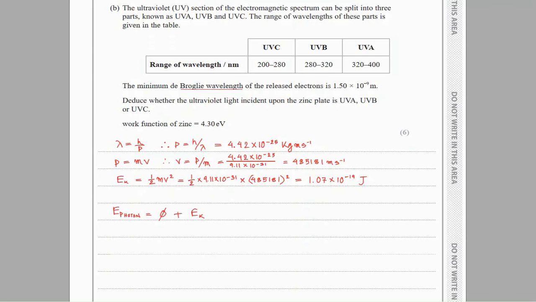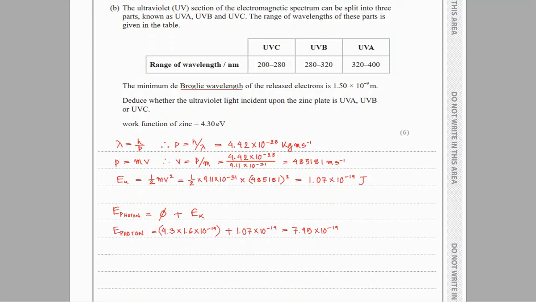So photon energy is given by the sum of the work function and kinetic energy. You just found out the kinetic energy and the work function is given in the question. You add them up, you get the energy of the photon. But guess what? That's not what the question is asking for. The question is asking you to find out the wavelength, because I have to check if my wavelength falls within the range of UVA, B or C.